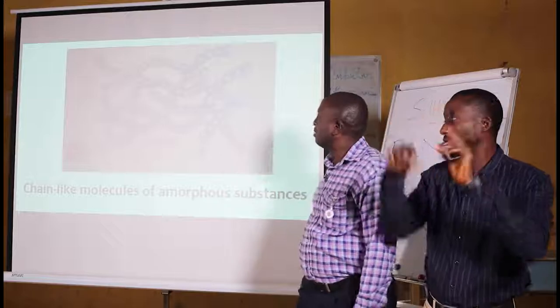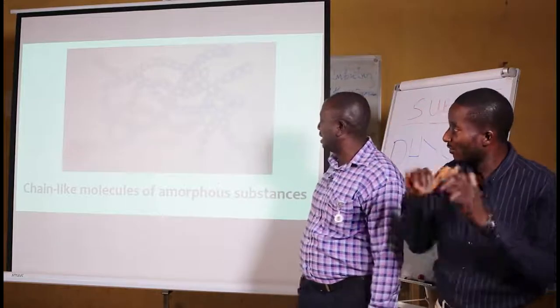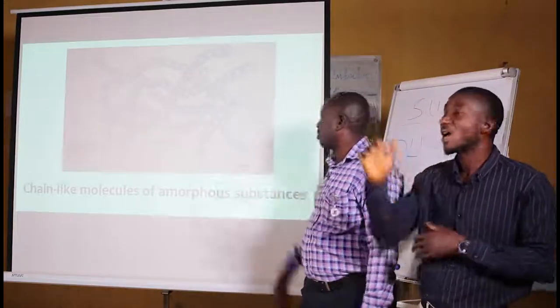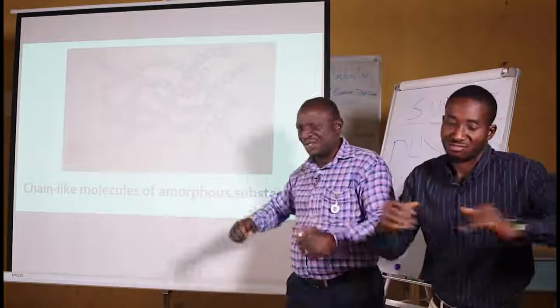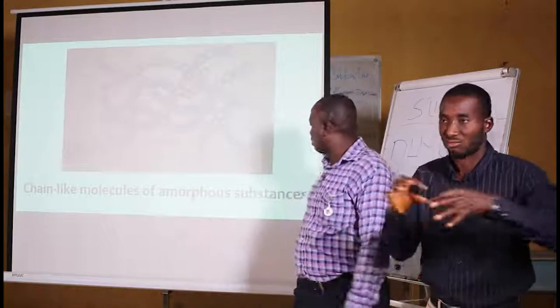Now here we have a diagram of amorphous substances. We can see it is chain-like molecules intertwined together, twisted together, like a thread of worms that are being twisted together.